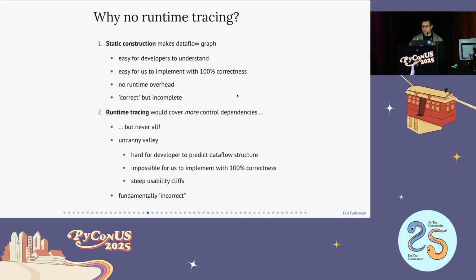Runtime tracing would cover more dependencies, right? Like if we traced when lists were mutated, we could then run other cells that use that list. But the thing is, it doesn't ever cover all. You can't find all instances of mutations, and this leaves you in some kind of uncanny valley where it's hard for the user to predict what the data flow structure is going to be. And it's impossible for at least us to implement with 100% correctness, and ultimately leads, in my opinion, to steep usability cliffs. And so that's why we didn't go that way, and that's why we kept the graph really quite simple.